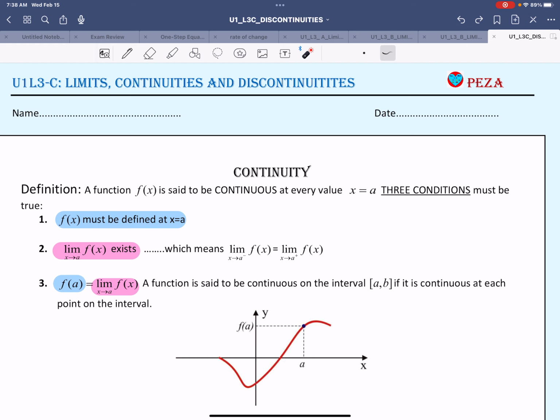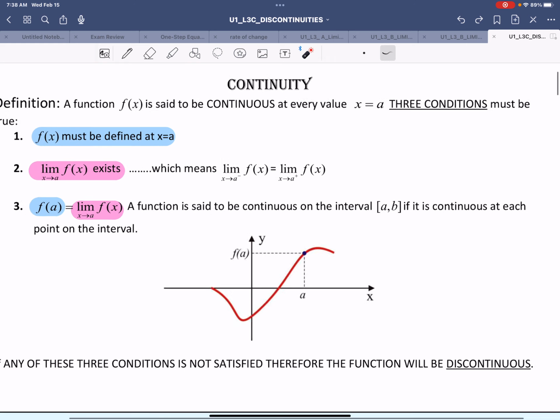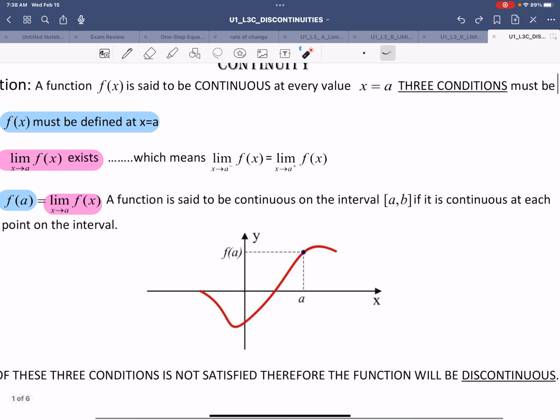Or in other words, f of a must be equal to the limit as x approaches a of f of x. So below you see the graph of a function, and we are going to discuss the continuity of this function at a. As you can see in here, we can draw the graph of this function without lifting the pencil. And the value of the function at a equals f of a.